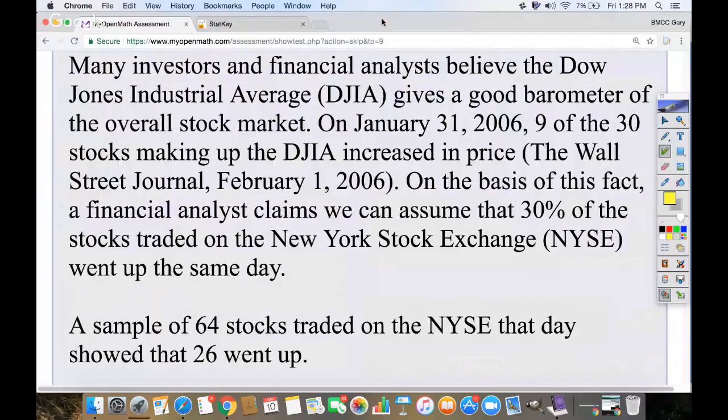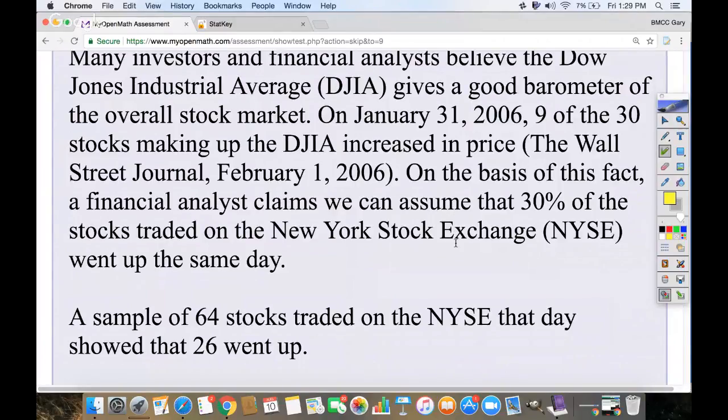So we have a problem in the homework based on some data from the New York Stock Exchange and some observations on a particular day. On the basis of the facts above, about 30% of the stocks traded in the New York Stock Exchange went up in the same day. So we're going to take a random sample of some stocks.